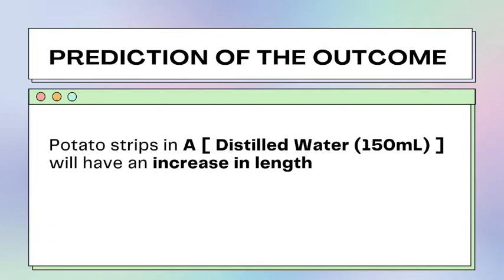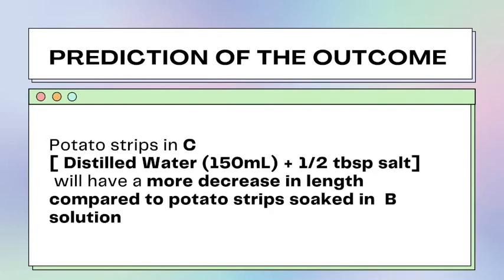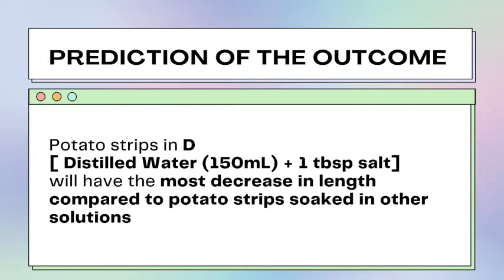First, the potato strips in setup A, distilled water, will have an increase in length, while potato strips in B, which is distilled water and 1/4 tablespoon salt, will have a decrease in length. Potato strips in C, which is the distilled water and 1/2 tablespoon salt, will have a greater decrease in length compared to potato strips soaked in B solution. Lastly, potato strips in D, which is the distilled water and 1 tablespoon of salt, will have the most decrease in length compared to all the potato strips soaked in other solutions.